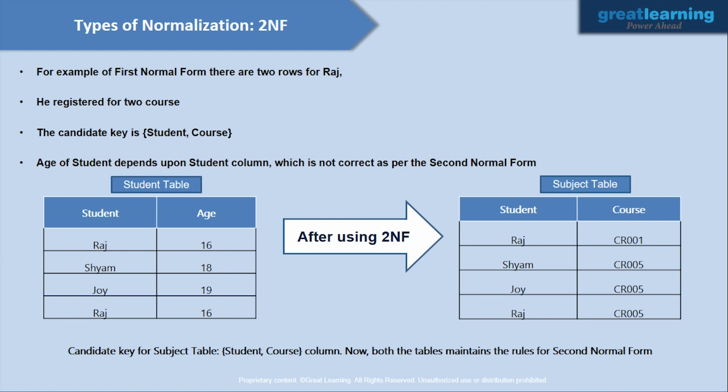Now we will have a look at what is second normal form. For example, in first normal form, there are 2 rows for Raj. He registered for 2 courses. The candidate key is student and course.